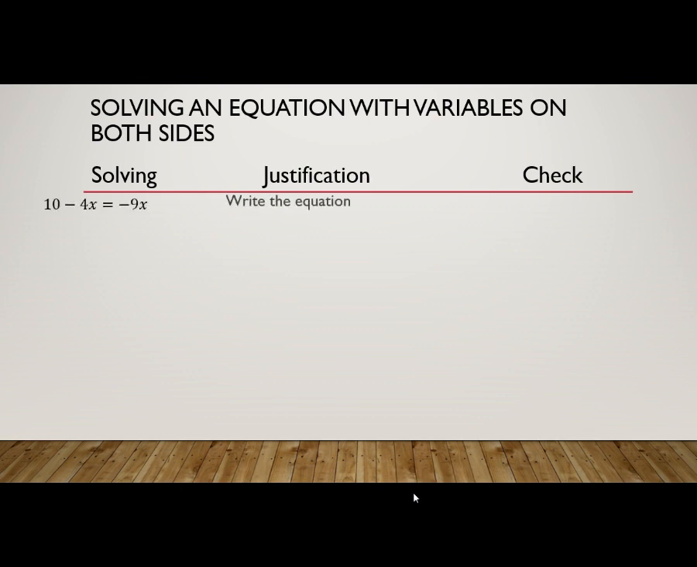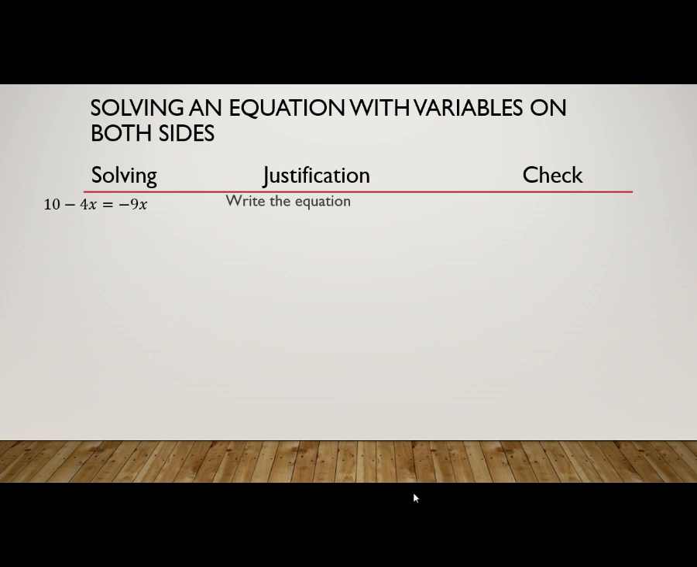10 minus 4x equals negative 9x. We got the variable on both sides. I don't really see anything to simplify, and even though we've got two x terms, I can't use combining like terms because they're not on the same side. Only time you can combine like terms is if they're on the same side.